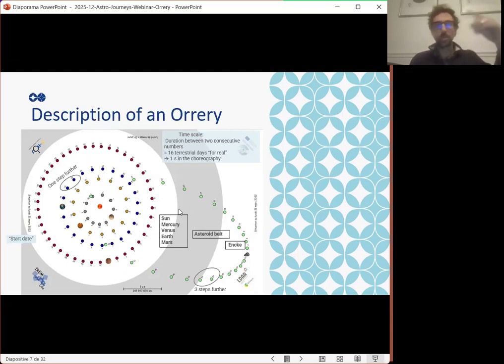Okay. And of course, this is a spatial temporal map. So we have the time scale and we have the distance scale. So you can use this as a map to measure and convert the distance from the map to the real distance. And you can convert the duration from the choreography to the real duration.